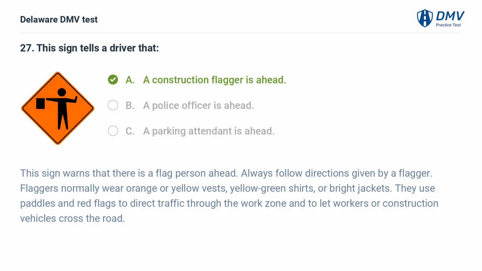This sign warns that there is a flag person ahead. Always follow directions given by a flagger. Flaggers normally wear orange or yellow vests, yellow-green shirts, or bright jackets. They use paddles and red flags to direct traffic through the work zone and to let workers or construction vehicles cross the road.